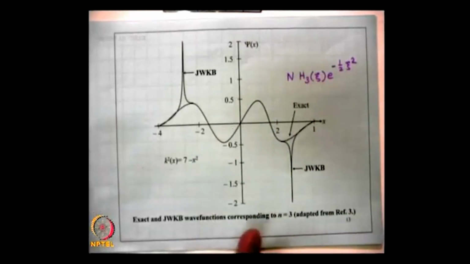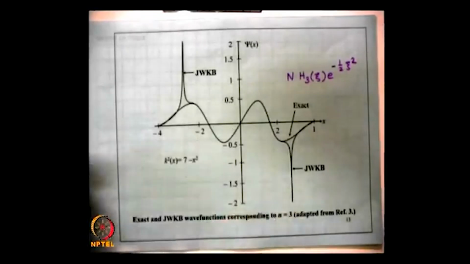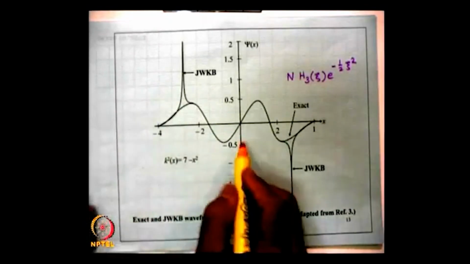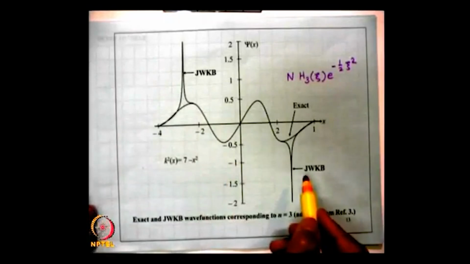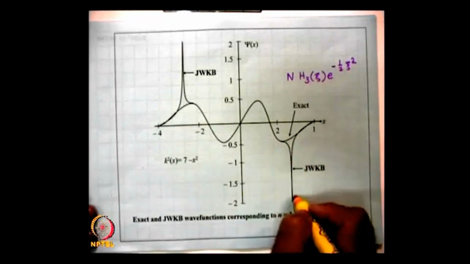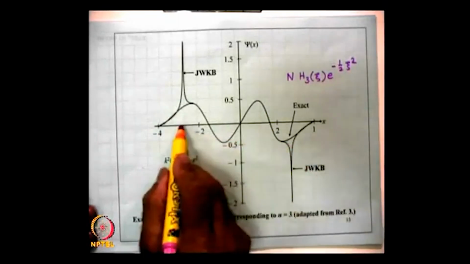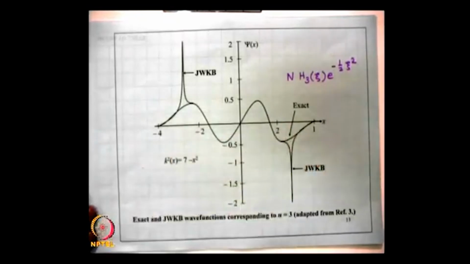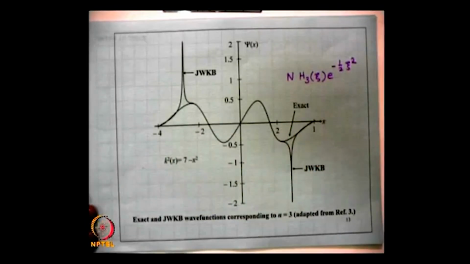And one can also, I leave it as an exercise for you, it is done in our book on quantum mechanics, how to find the JWKB solution. You can find out the JWKB solution and you will find that the WKB solution goes to infinity at the two turning points. Otherwise, it agrees quite well with the exact function.